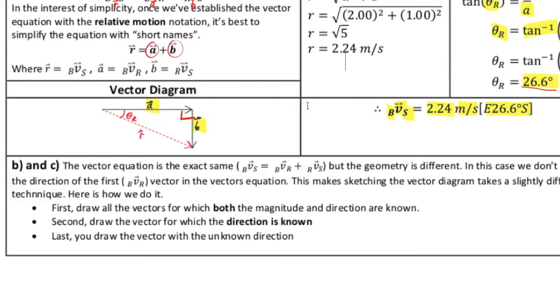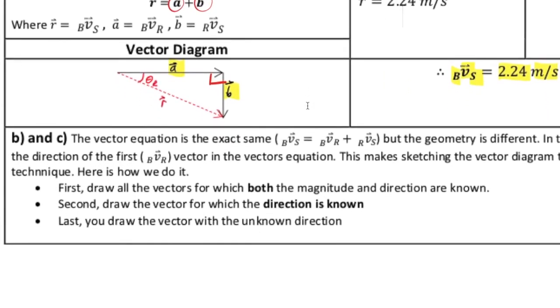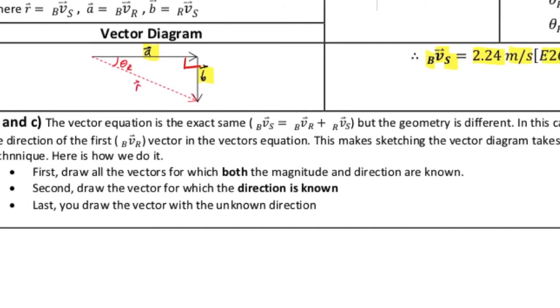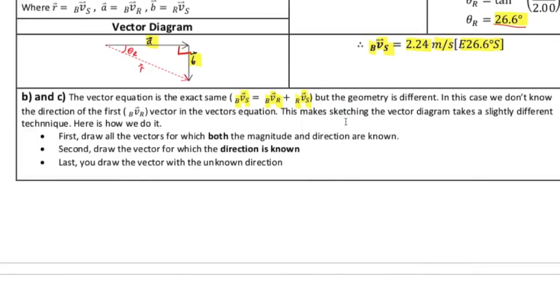Now, the next issue is how we deal with part B and by extension part C. So what's cool about this is that our vector equation is actually the same in both cases. BVS, the buoy's velocity with respect to the shore, is still equal to the buoy's velocity with respect to the river plus the river's velocity with respect to the shore. The issue, however, is in terms of the values for each vector. And the biggest issue is this.